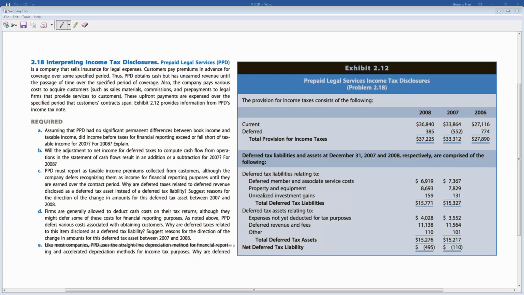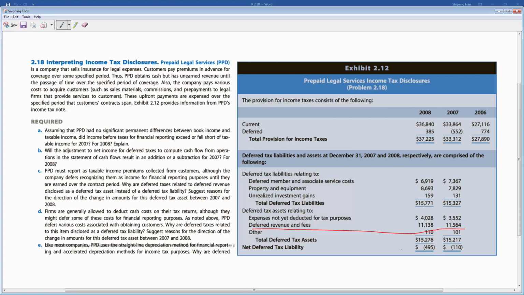We can also find this item, deferred revenues and fees, right? Deferred tax assets. Actually, the reason, as I said, when a company collects the premium from a customer, the tax law allows companies to recognize the premium receipts as revenue, but financial accounting standards will delay the revenue recognition during the period of the coverage. Okay. So you can also answer the question.